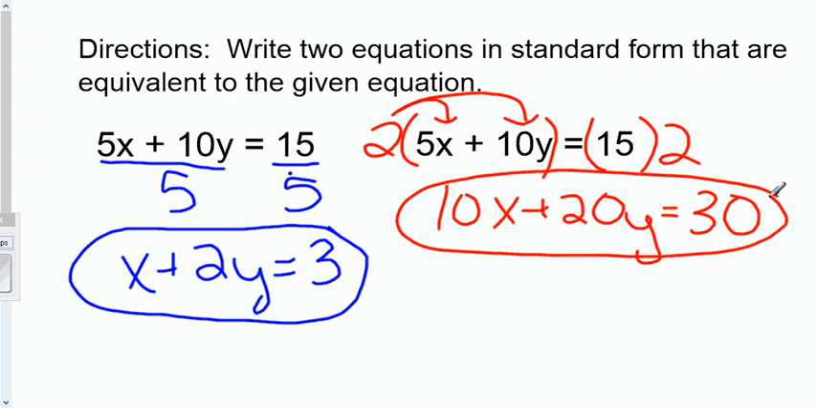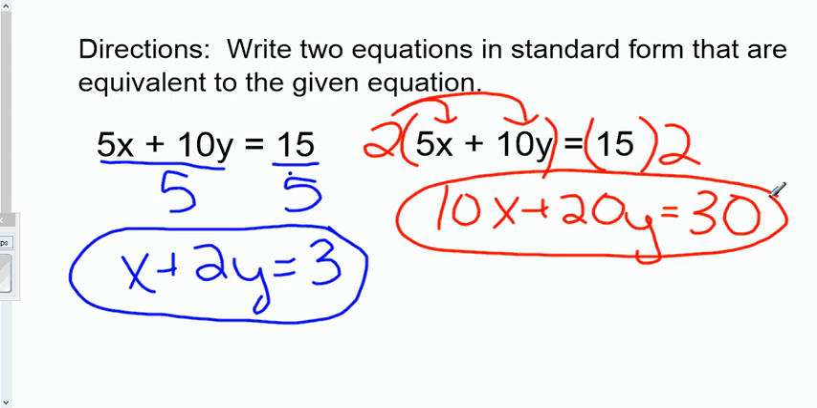Again, those are just two examples of things you could do. There are tons of different ways that you can do this. Those are just two easy ones that jumped out at me. A way that we can check to see if we're right is to pick an ordered pair that makes the first equation true and make sure it makes the other ones true as well. A really easy one to pick here is 1, 1. If we plug 1 in for x and 1 in for y, we'll see what we get.